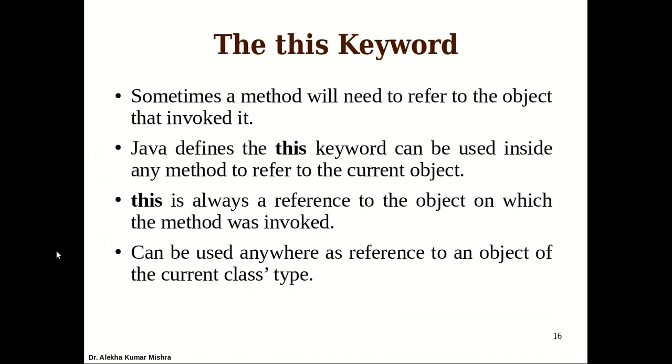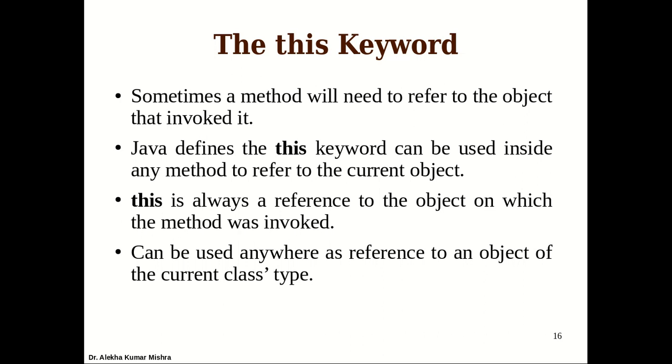Next comes the this keyword. Sometimes a method needs to refer to its own object, the object which has invoked the method. This is really essential inside the methods of a class. For C++ users, we already know that the this keyword is there in C++. It can be used inside any method to refer to the current object, meaning the object with reference to which this method has been invoked, the object which has called this method at this moment.